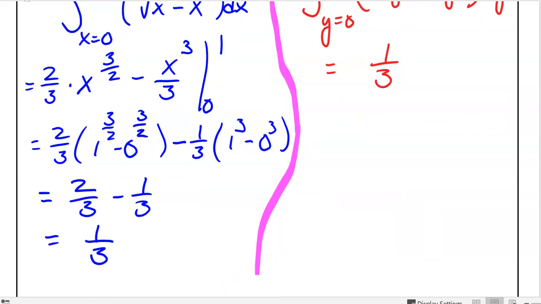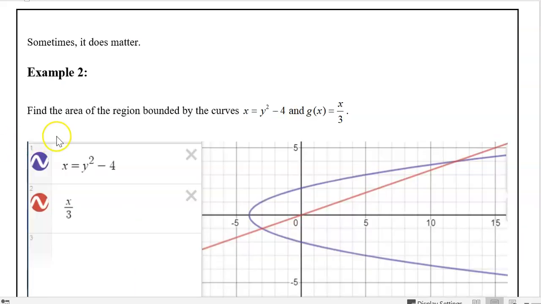Let's take a look at an example where it definitely does make a difference and where one method is much easier than the other. In example 2, we're to find the area of the region bounded by the curves x equal y squared minus 4 and g of x equal to x divided by 3. By looking at this region here, you can see that the only one that is bounded by just those two curves is this region here in between.